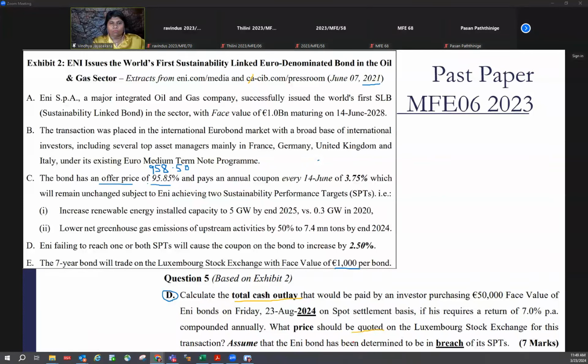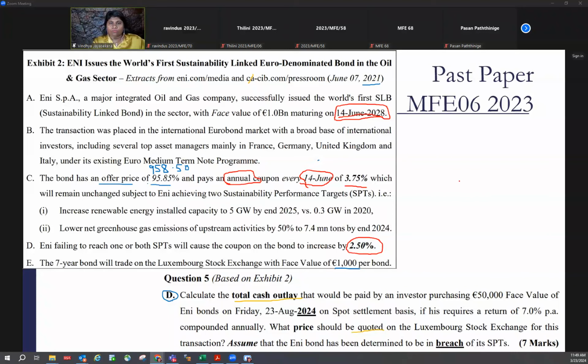So on this sum, what are the things now? Total cash outlay. This bond matures on 14th of June 2028. These are the things that we need to know. Matures on 14th of June 2028. Annual coupons, every 14th of June. What is the coupon rate? 3.75. However, if you don't achieve the SPT targets, then your coupon will increase by another 2.5%.